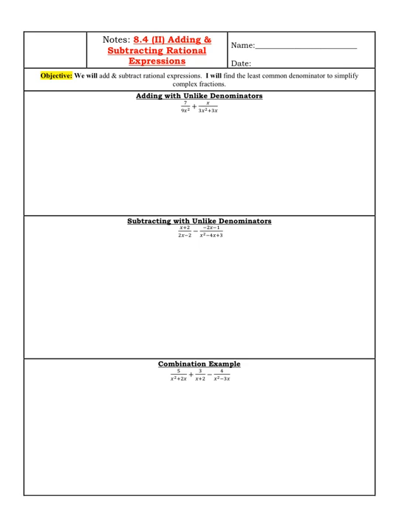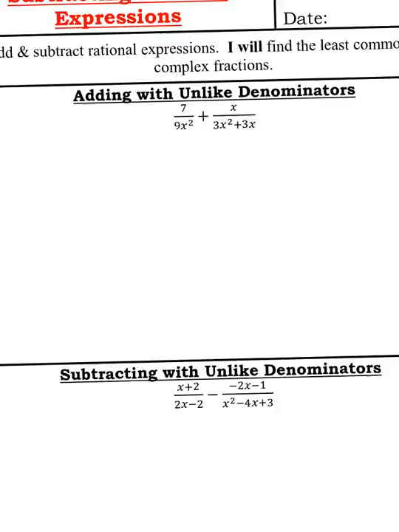I'm doing a few more examples of adding and subtracting rational expressions. These will all have unlike denominators, and they'll be a bit more complex than what we did in Part 1. So with that being said, let's go ahead and get started.